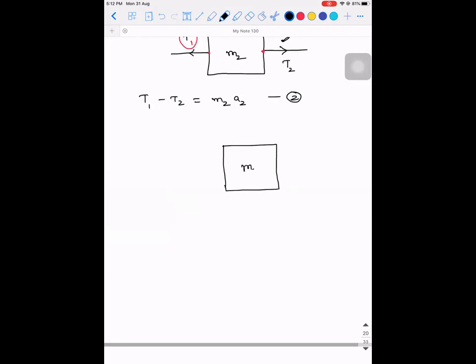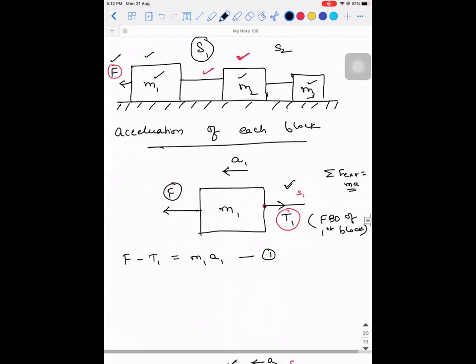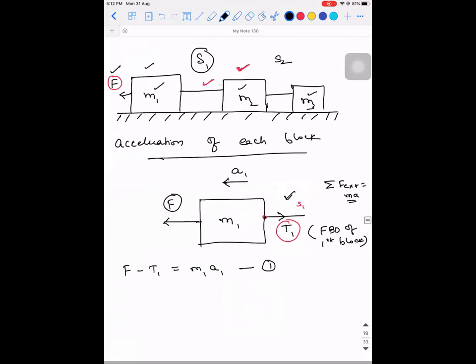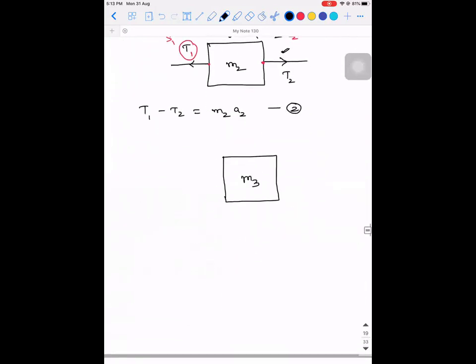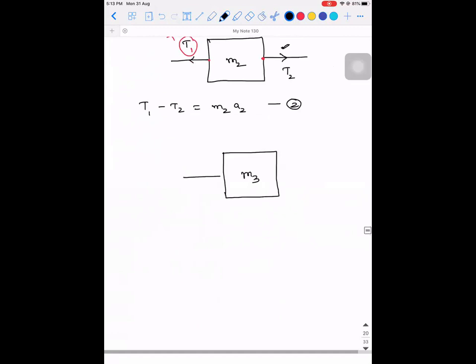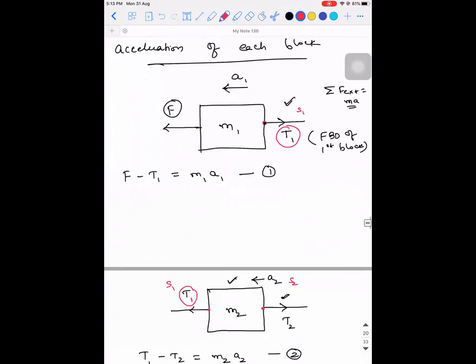What will happen on M3? M3 is connected to how many blocks? M3 is connected to M2 with the help of only one string. Is it right? Yes, sir. So this is string number what? String number 3, sir. It is 2 only. Sorry, there are 2 strings, no?